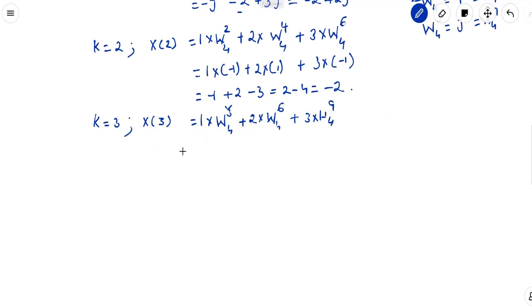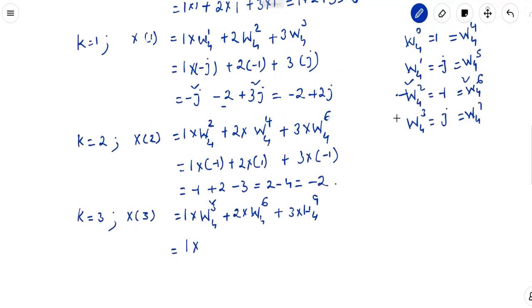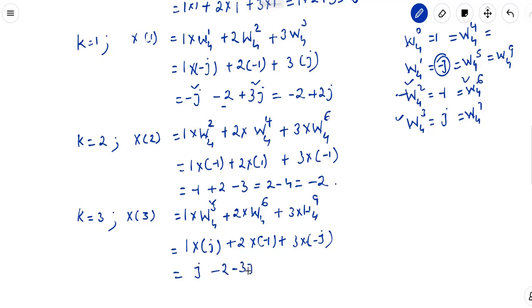Okay, so you can see here. So now, what is 3, this is 1 into omega 3, how much here? Omega 3, can you see here? This one, so this is j. 2 into omega 6, how much is it? Minus 1. Okay, plus 3 into omega 9 is what here? So this is 8, this one is 8, and this one is omega 4 of 9. Okay, so omega 4 of 9 is how much? It is minus j. So this will be equal to minus j. Okay, so this is j minus 2 minus 3j. So this becomes minus 2 minus 2j.